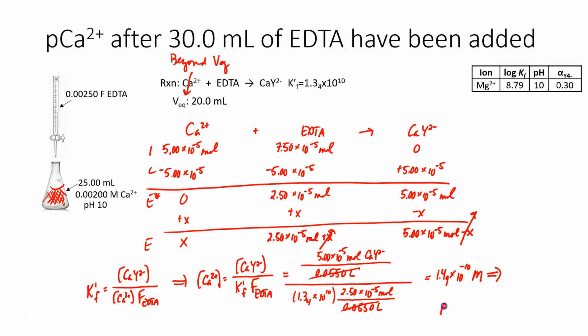And if you take the negative log, that'll give you pCa, and I got 9.83.